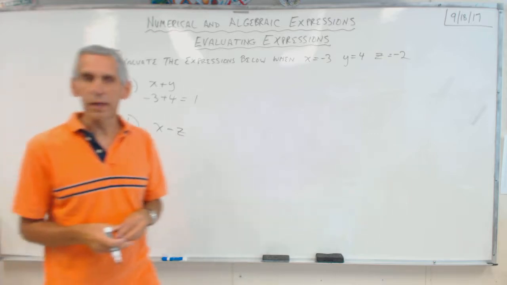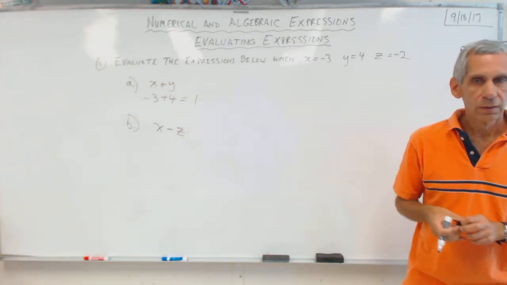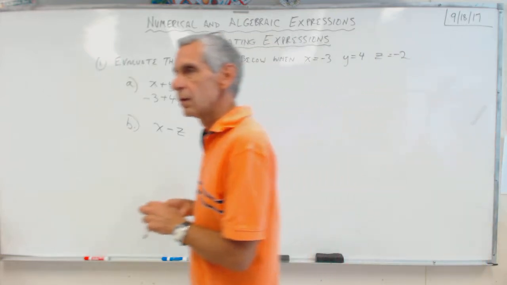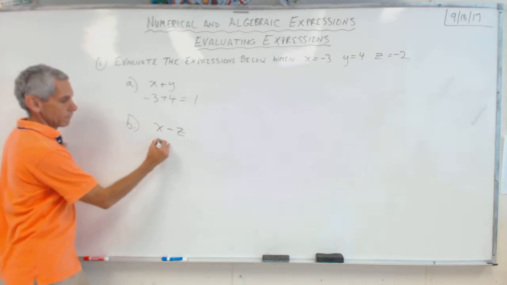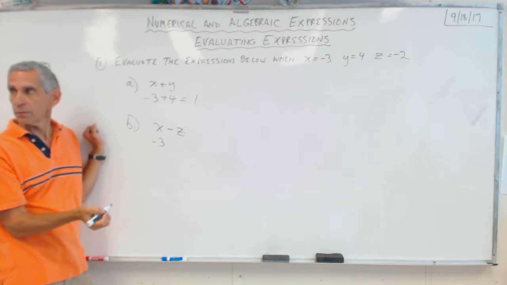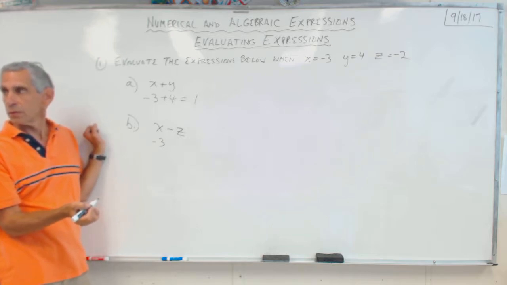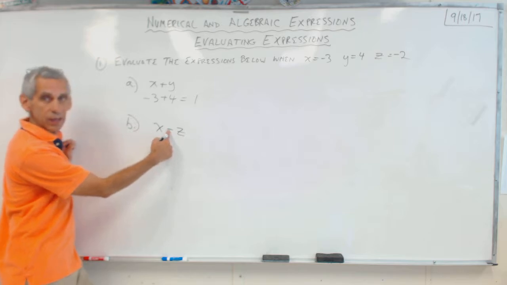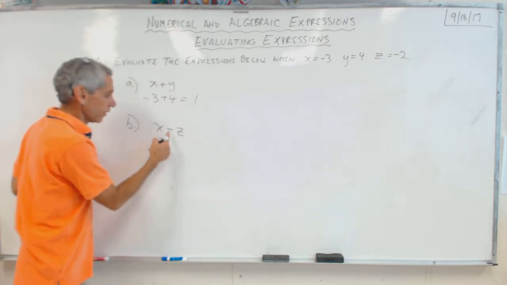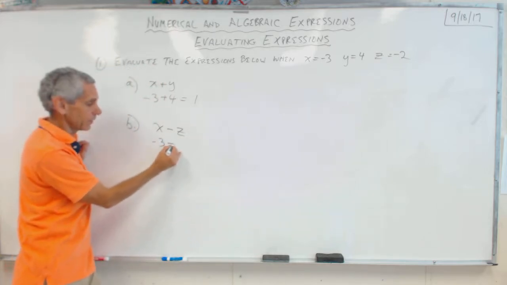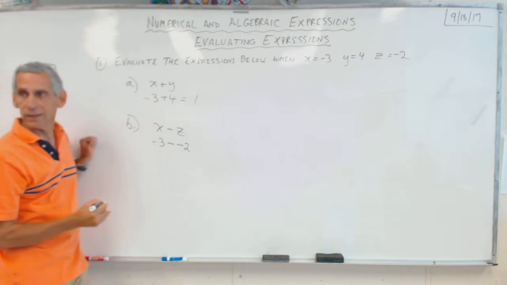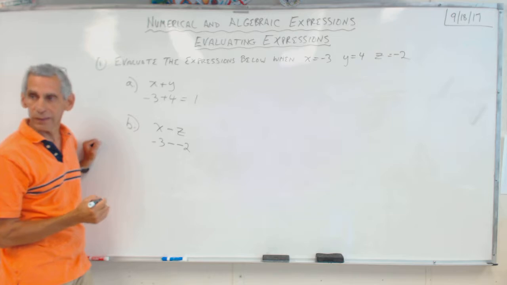X minus z. Okay. How about somebody new? Somebody different. Okay, Luke. So you would say x is negative 3 and put it below the x, and z is negative 2, and then you do negative 3 minus negative 2. So this minus sign does not count for this minus sign. You guys see the difference? The expression has the minus sign in it. Now z is negative 2. So I've got negative 3 minus 2.